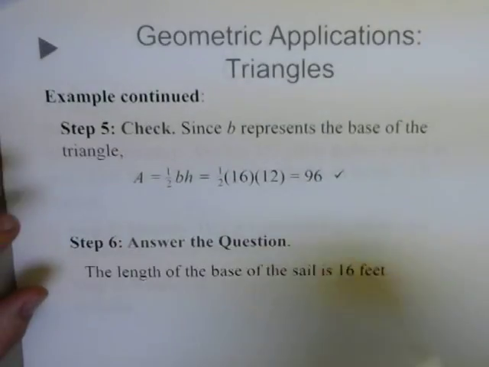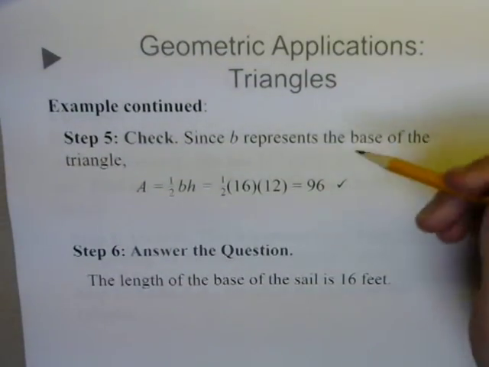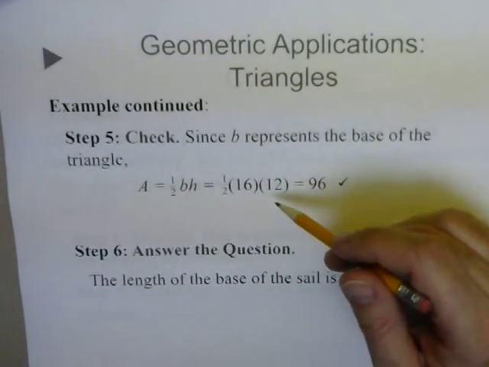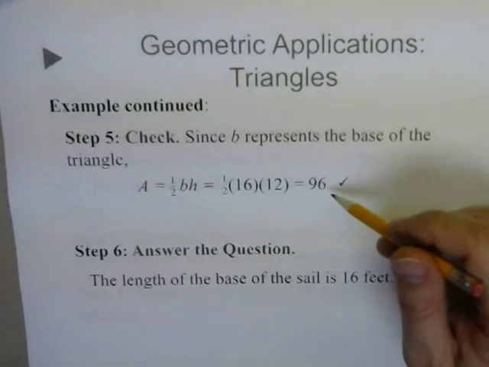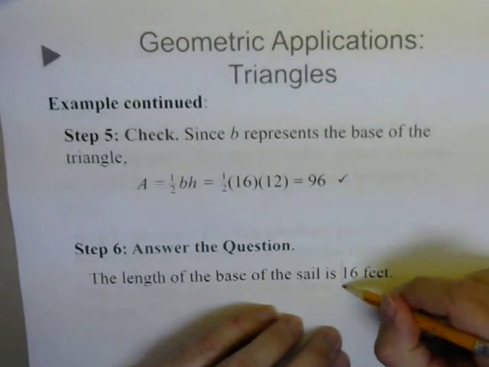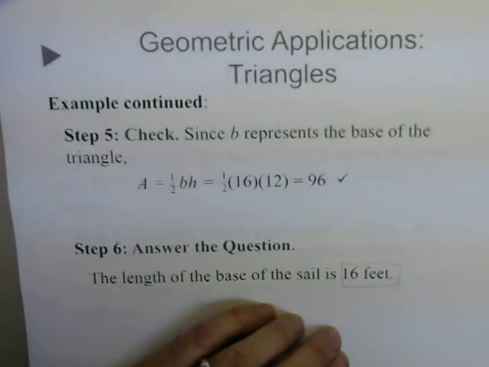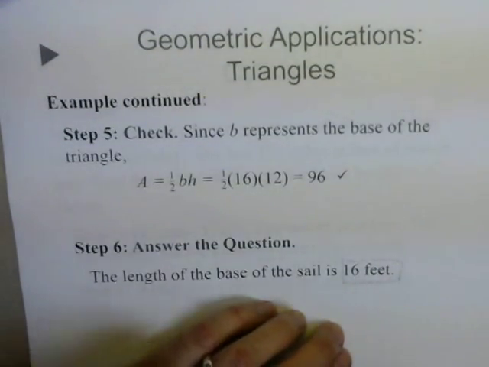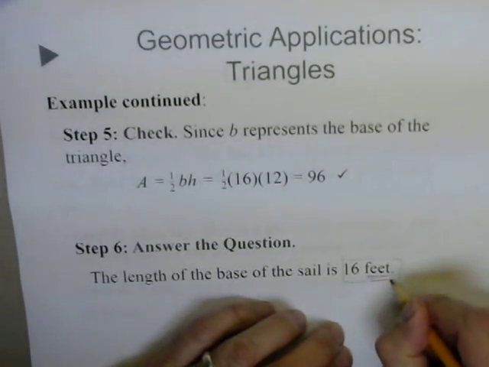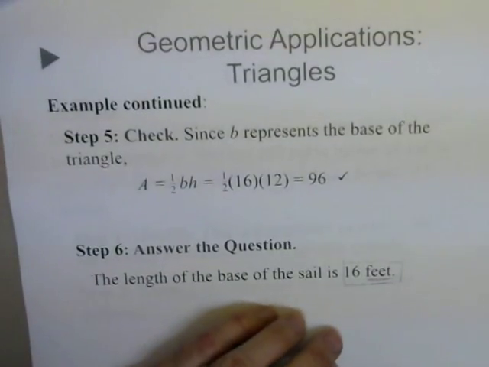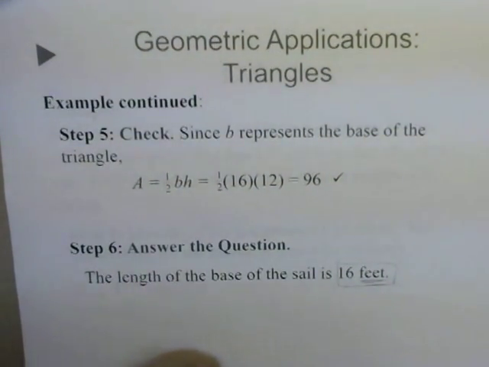A couple other things to keep in mind: you can check by plugging that back in to see if you do get 96, and then don't forget your units. If you just leave 16 on the exam, I probably won't take points off, but if you just write down 16, people won't know whether you're talking about 16 feet or 16 meters, so it's always a good idea to put the units down. Bad things have happened when people forgot to put their units down.